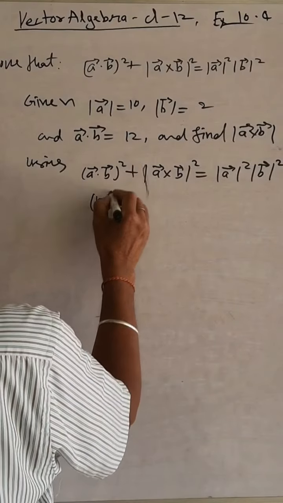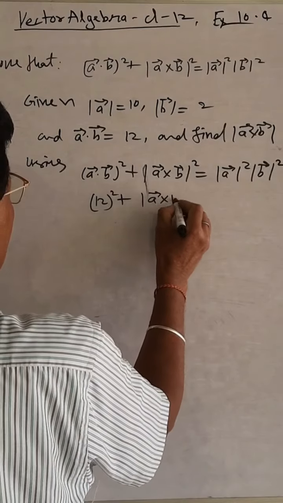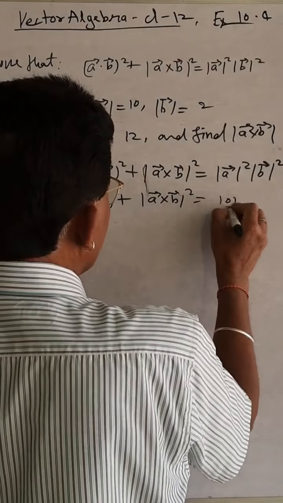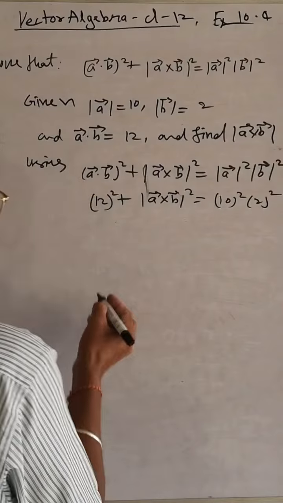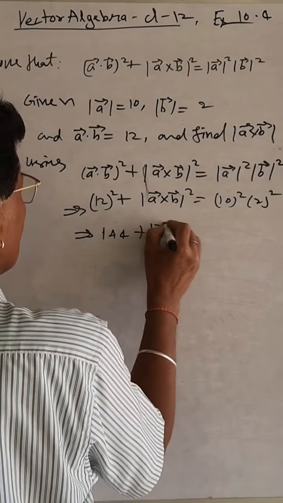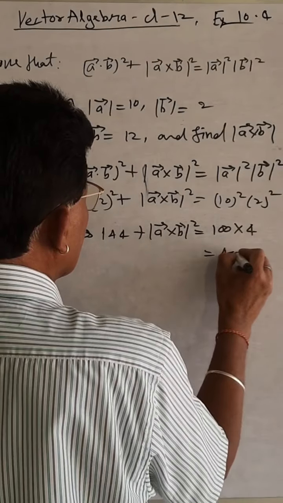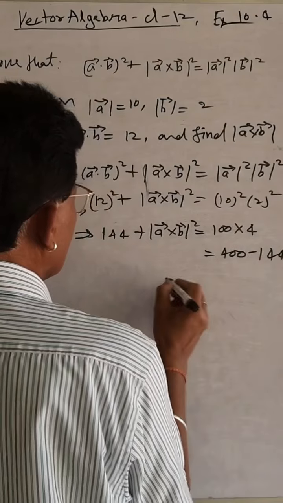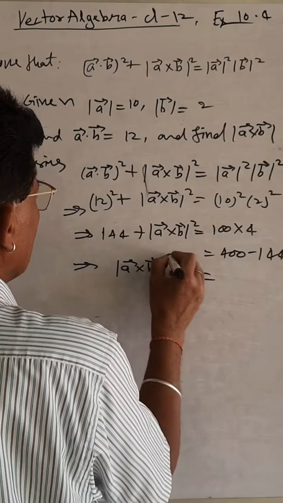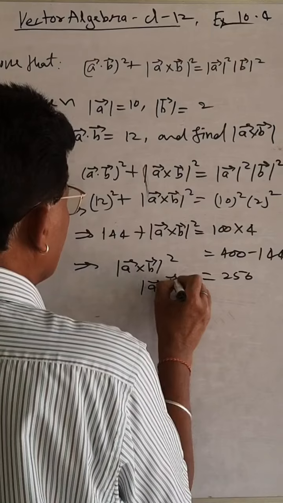Okay, its value is what? 12 square plus magnitude of A cross B square, that you will have to find out, will be equal to magnitude of A 10 square and 2 square magnitude of B. It will be 144, my dear student, you see, plus magnitude of A cross B square equals 100 into 4. That will be 400 and minus 144. That will be equal to magnitude of A cross B square. Okay, that is 256.